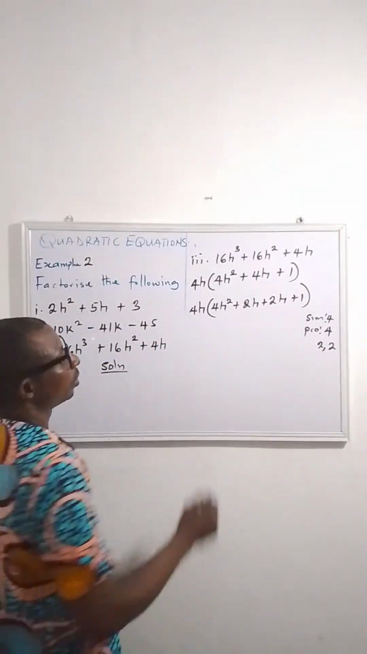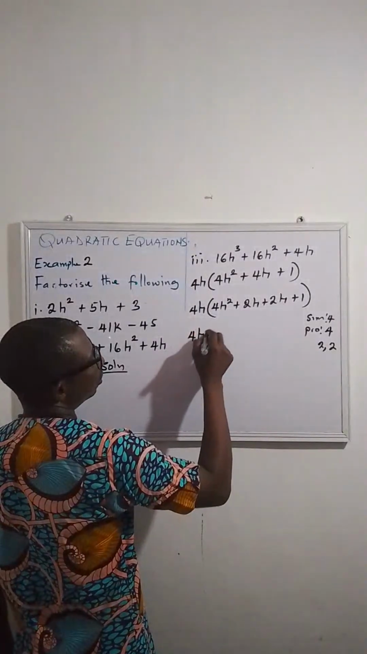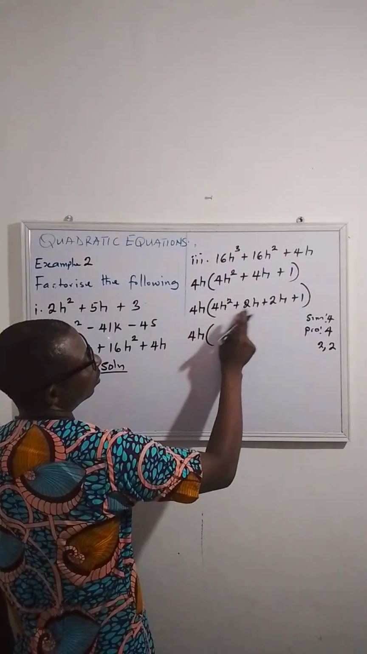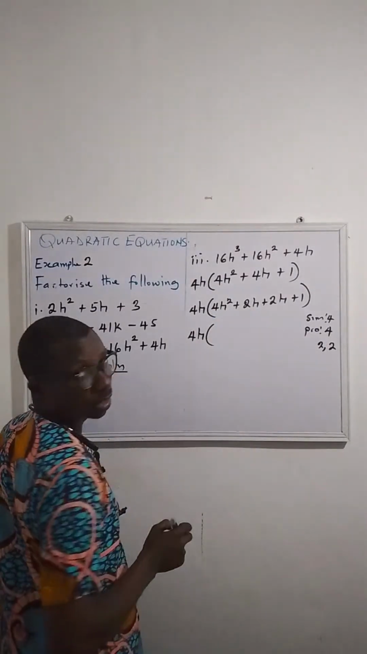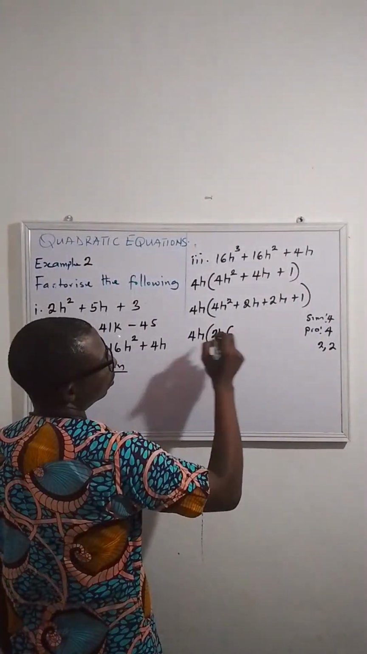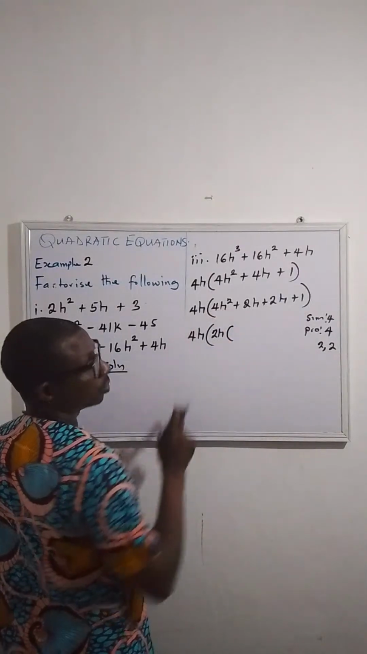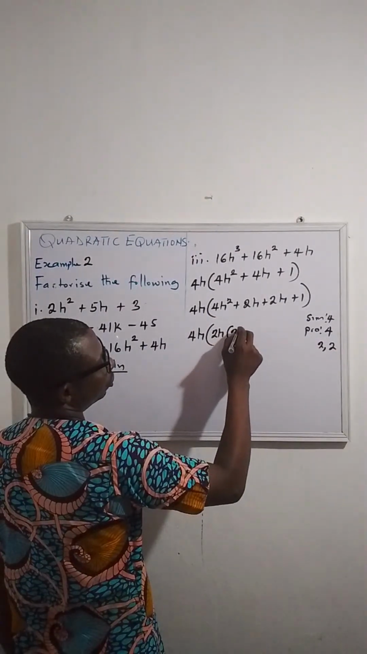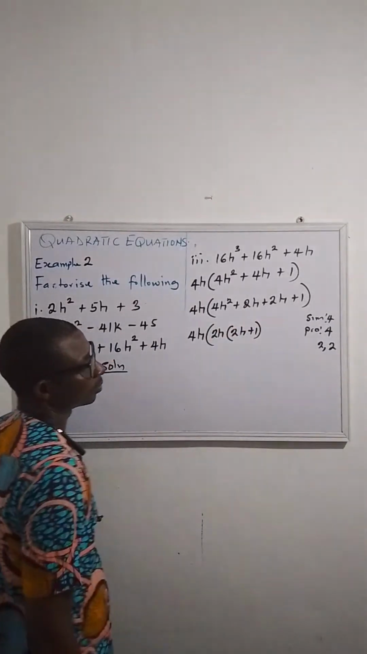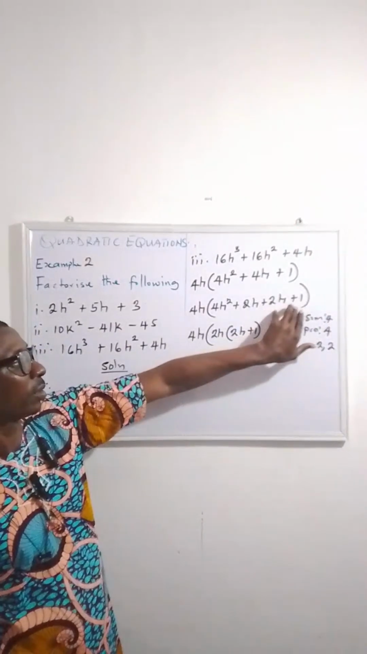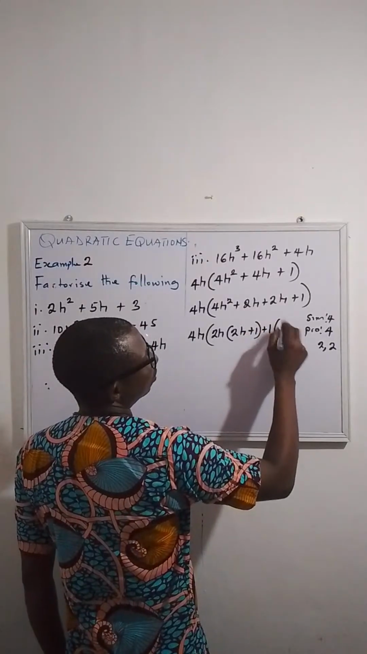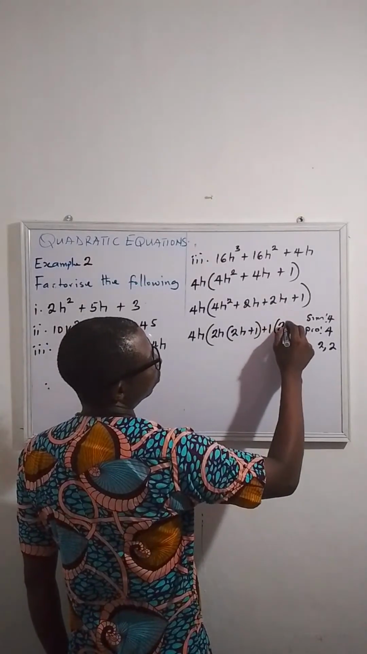Okay, so now we have 4h. Now look at what we have here. Look at the first pair. Now the GCD here is going to be 2h. Is that not? So that's 2h. So now when you divide this one by 2h, what do you have? You have 2h. When you divide this by 2h, you have 1. Okay, so now let's look at the second pair. So the GCD here is 1. You have plus 1. So when you divide this one by 1, you have just 2h plus 1.